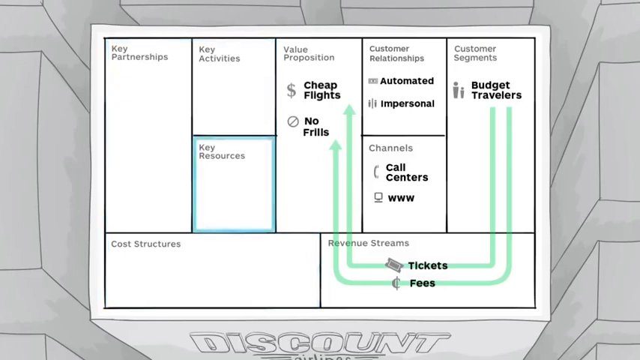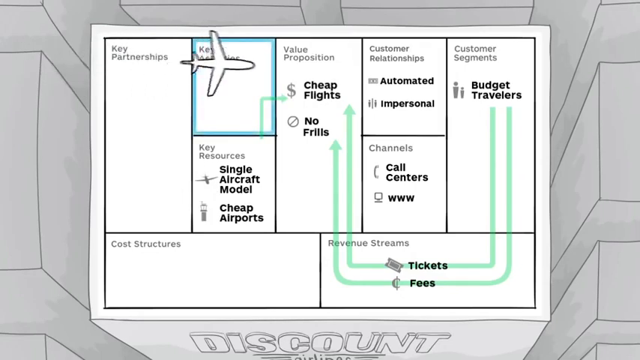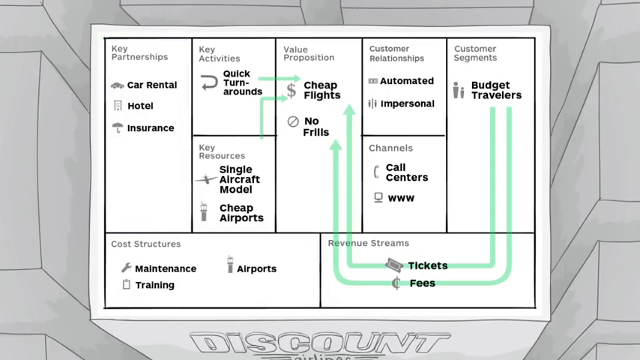Like their choice of key resources, they reduce maintenance and training costs by using a single aircraft model for the whole fleet. And they only fly to cheap airports where it's cost efficient to land, or where they even get paid to touch down. Planes that do land have quick turnarounds, so they get back in the air earning money as quickly as possible. And they form key partnerships with others in the travel industry, like car rental, hotel, and insurance companies. Finally, under cost structures, all maintenance, training, airport, and call center costs are trimmed to their lowest levels.